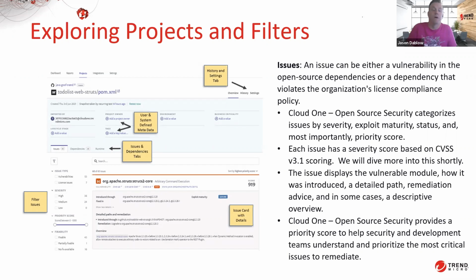And each one of the vulnerabilities that you see would also have a CVSS score. This CVSS score gives it a severity rank for that particular vulnerability, which we'll be discussing shortly as well. On the left-hand side you have a number of things like the filter issues, and you also have the issue card in the middle with additional details on that particular issue.